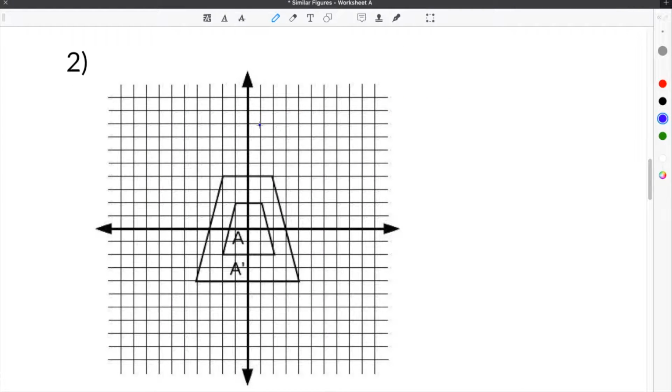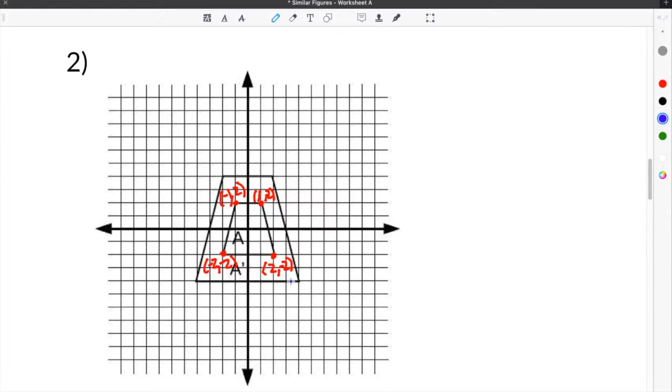The first problem we're going to do on our similar figures worksheet is number 2. The directions say that we have to figure out how we go from figure A, which is the smaller shape, into figure A prime, which is the larger shape in this case. In order to do that, the first thing I'm going to do is label all the vertices, and I'm also going to write the coordinates of those vertices. So if you look, this vertex here, x is 1, y is 2. This vertex is x is 2, y is negative 2. This vertex is x is negative 2, y is negative 2. And this vertex is x is negative 1, y is 2.